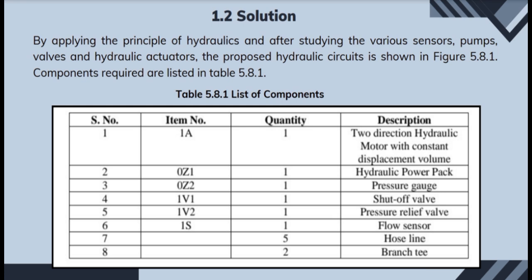When we say two-direction hydraulic motor, it rotates in both forward and reverse directions while maintaining a fixed amount of fluid displacement per revolution. It provides consistent speed and torque. So, it is called two-direction because it is about the speed of a hydraulic motor, as such.